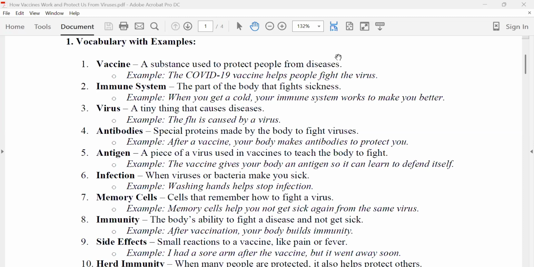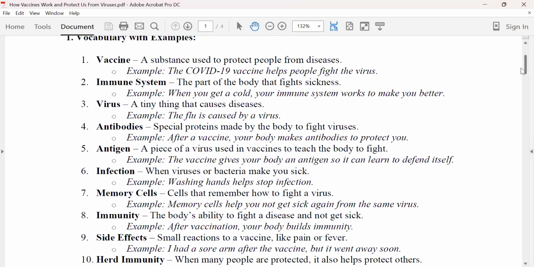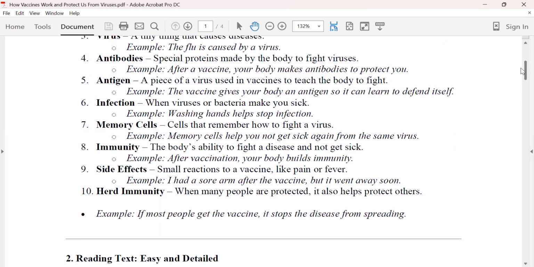Side effect, a small reaction to a vaccine like pain or a fever. Example, I had a sore arm after the vaccine, but it went away soon. Herd immunity, when many people are protected, it also helps protect others. Example, if more people get the vaccine, it stops the disease from spreading.